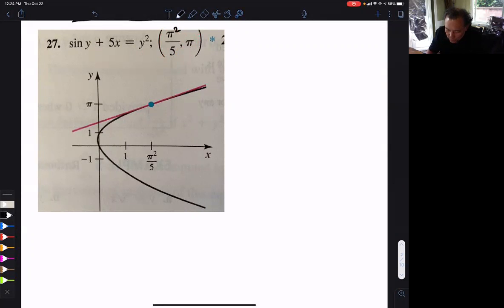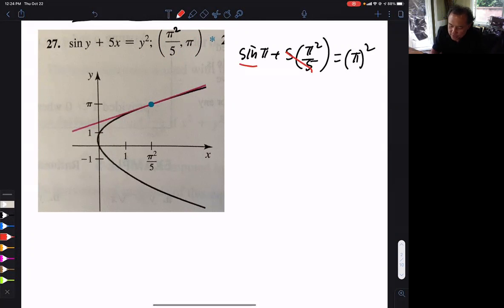So let's do that. We're going to get sine of pi plus 5 times pi squared over 5 equals pi squared. Well, this is nice. Those cancel. Everyone knows the sine of pi is 0. So we end up with pi squared equals pi squared. When is this true? Always. Therefore, this point is a solution. And they give us that point right there. So that point is that.